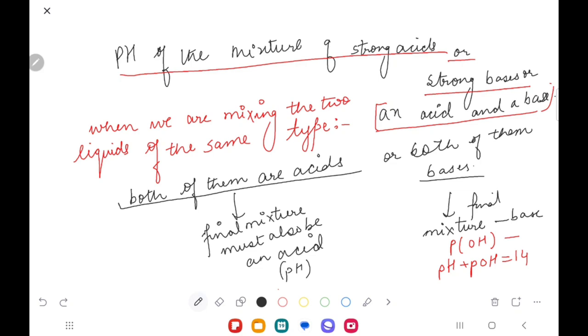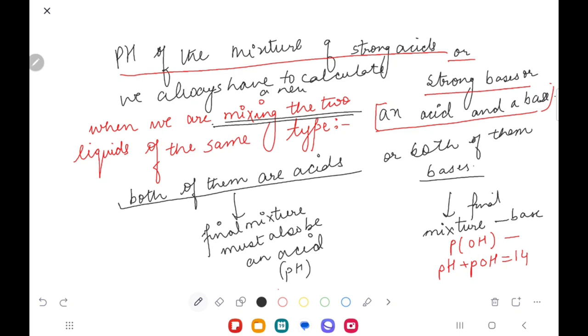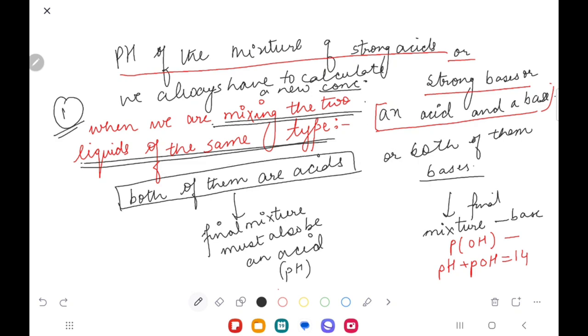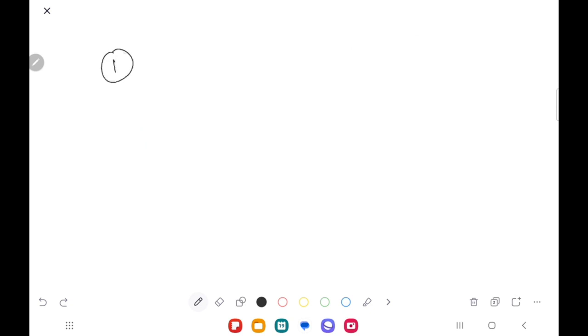Do you understand? So when we are talking about this particular part, always remember that when we are mixing the two substances, we always have to calculate a new concentration. Alright. So there is a certain formula. For the first time, I am discussing mixing liquids of the same type, either both acids or both bases. So what is the formula? The formula is molarity nu.